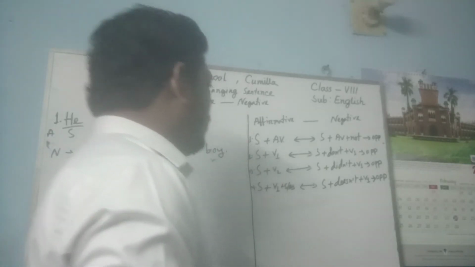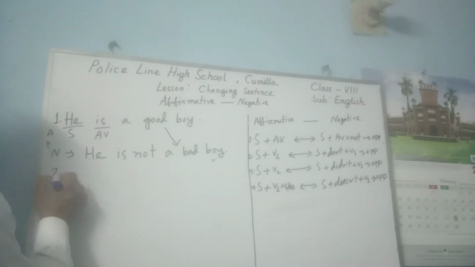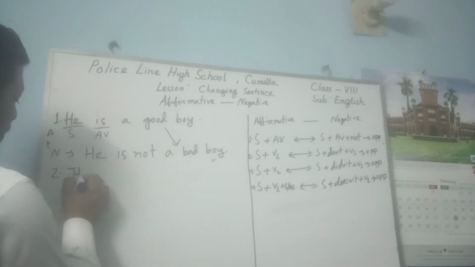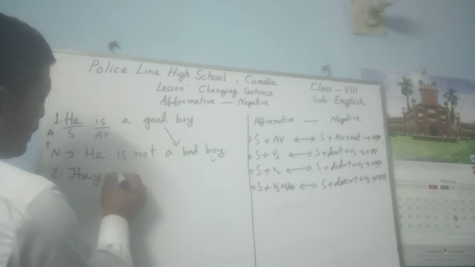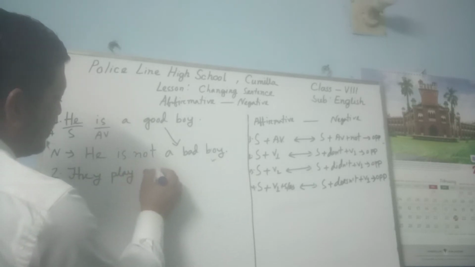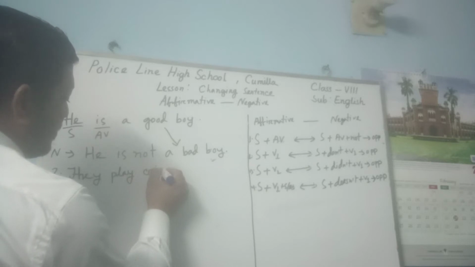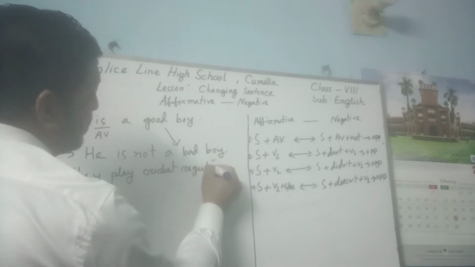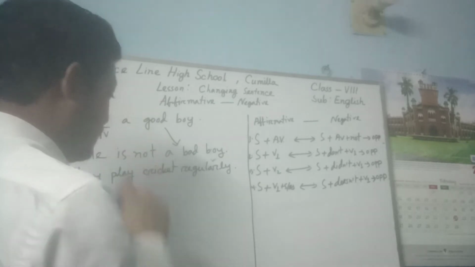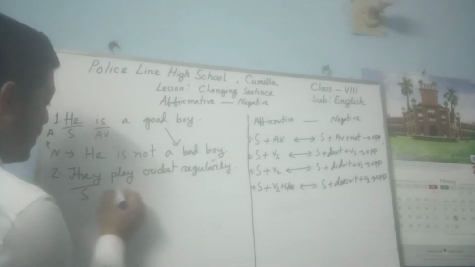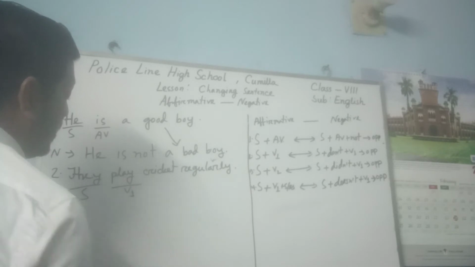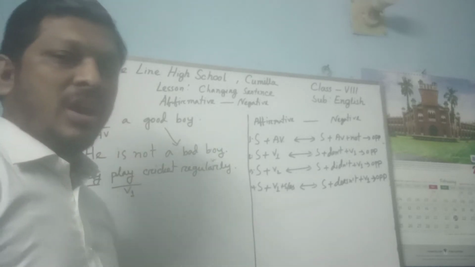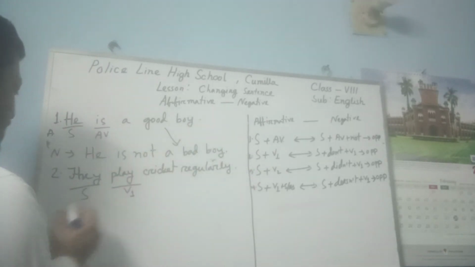Okay, now I will write rule 2. They play cricket regularly. Okay, there is subject and there is verb present form. I write here V1. That means root form of the verb. Now I will change it into negative.